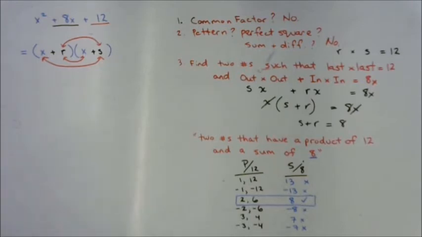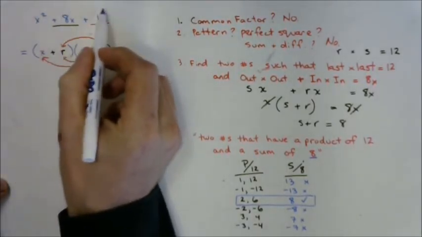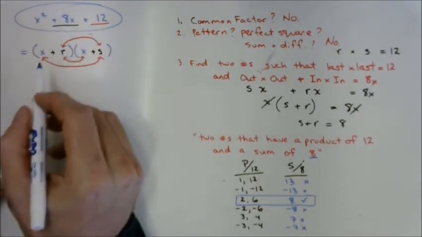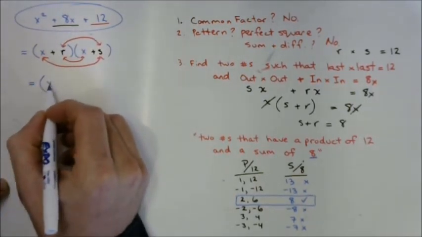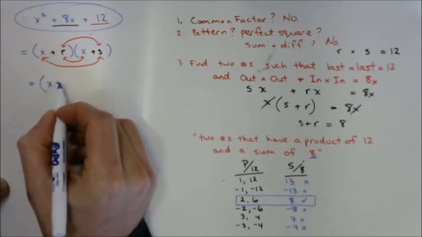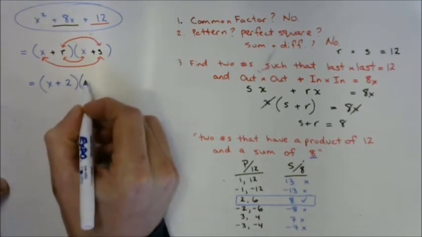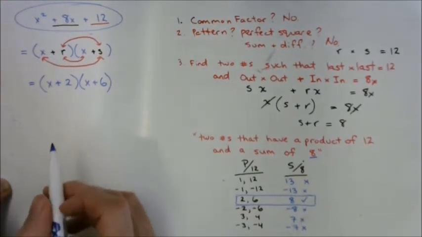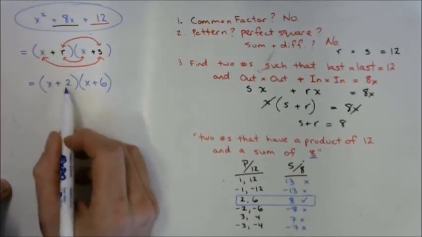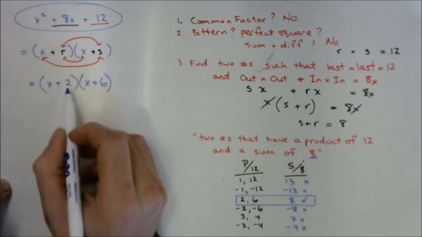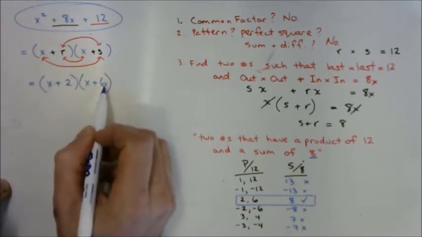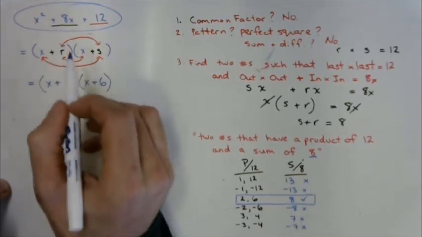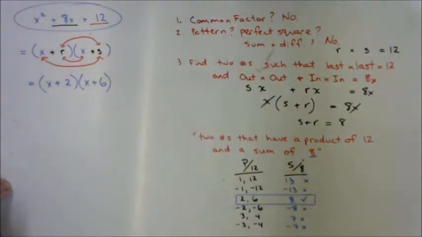So I can go straight from my polynomial here, find two numbers that multiply to 12 and add to 8, and they become the two numbers that finish out my binomials here. And if I want to double check, I can go ahead and multiply this back in my head. X times x is x squared. X times 6 is 6x. 2x here, that adds to 8x, and 2 times 6 is 12.